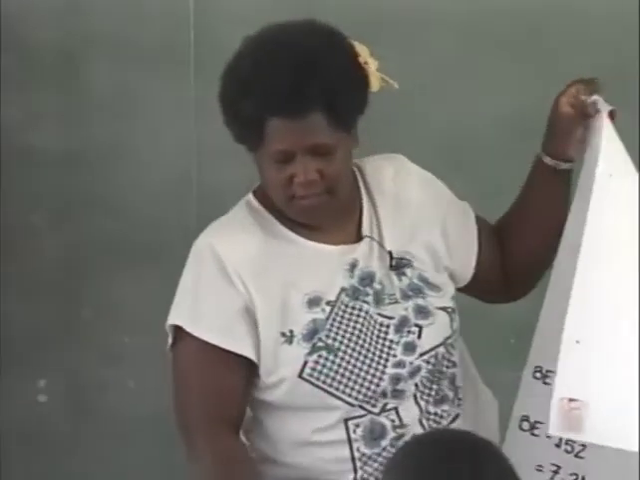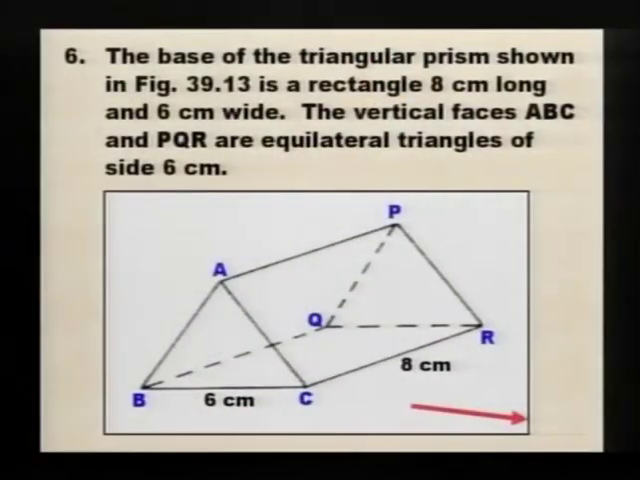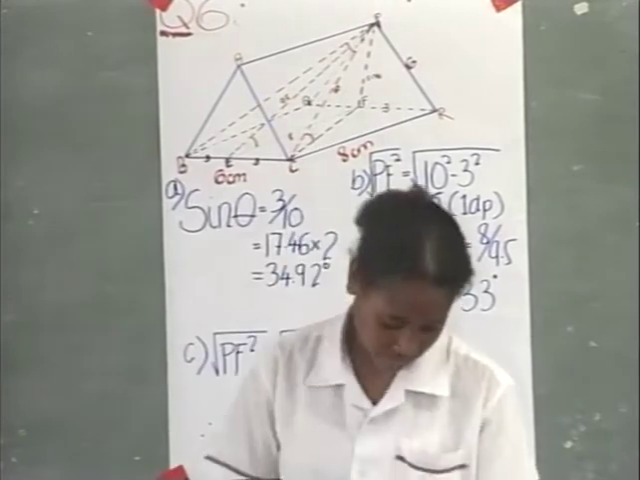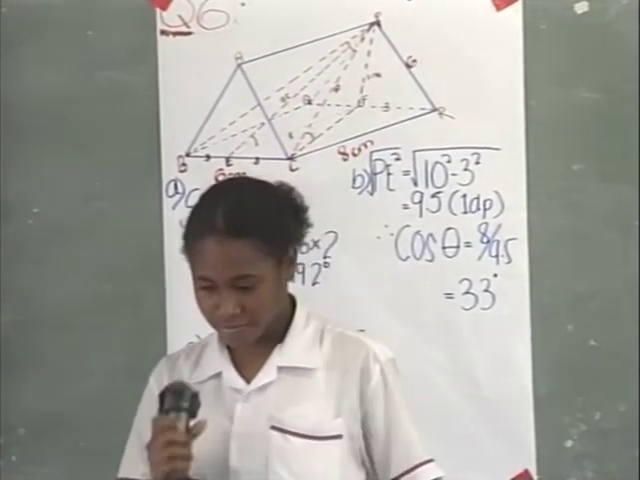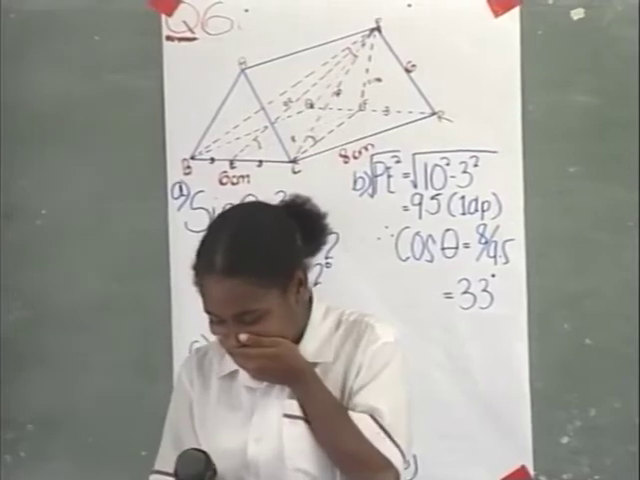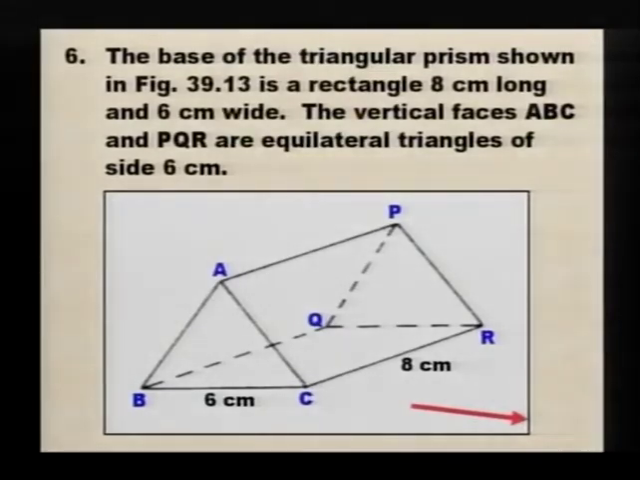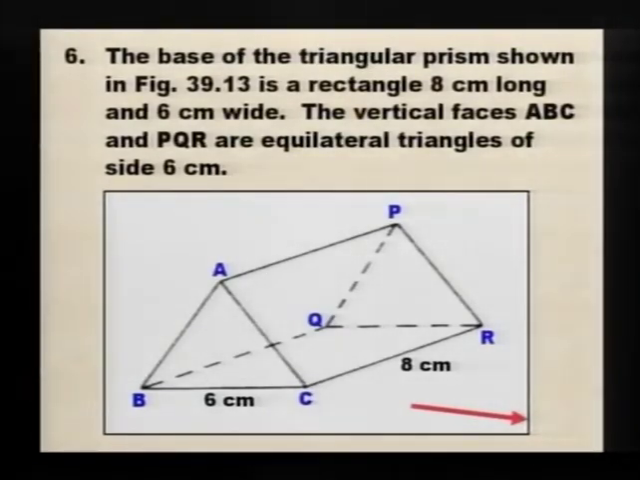Next group to do question 6. Natasha. The base of a triangular prism shown in figure 39.13 is a triangle 8 centimeters by 6 centimeters wide. The vertical faces ABC and PQR are equilateral triangles of side 6 centimeters.